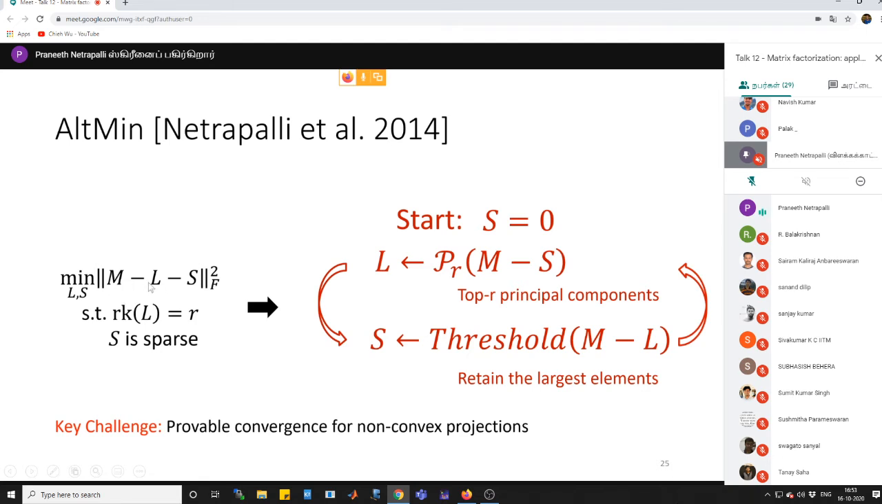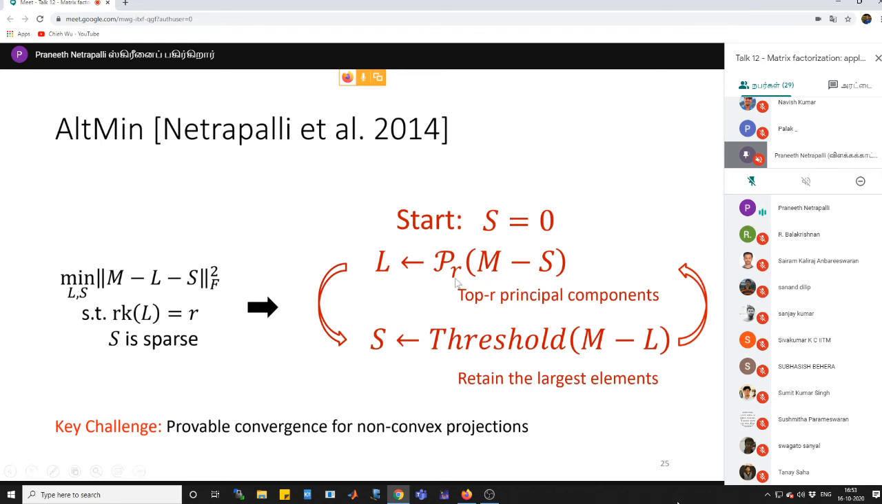And then once we have an L, we'll look at M minus L, and then since we want S to be sparse, we just threshold M minus L and retain only the largest elements. And once we update S, we again go back and do top principal components of M minus S, and we'll get an L, and then we put that L here and look at M minus L and threshold, and then we get an S, and we just keep repeating these things.